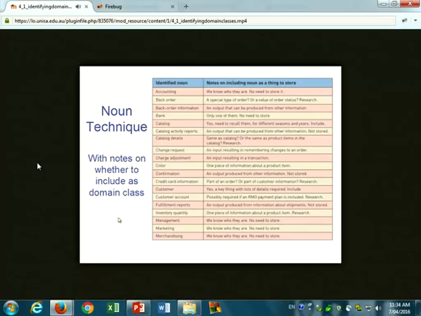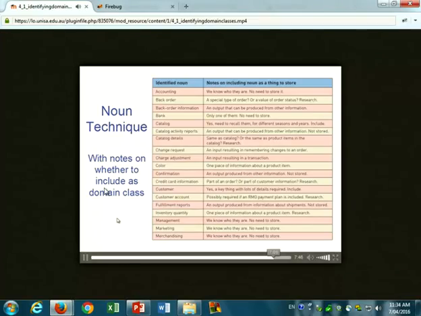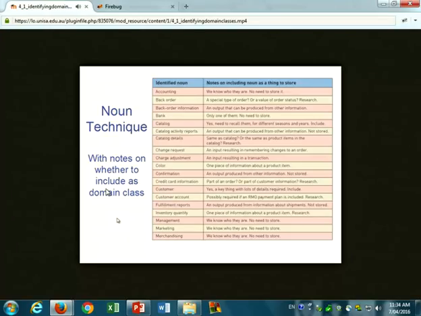So as you can see, using the noun technique, you can end up with a very long list of nouns. And for each one of those nouns, you need to go through and figure out, well, what does it really mean? Is it an attribute of something else? Is it something that we don't really need to store? Or is it a potential domain class that might be important for our system?